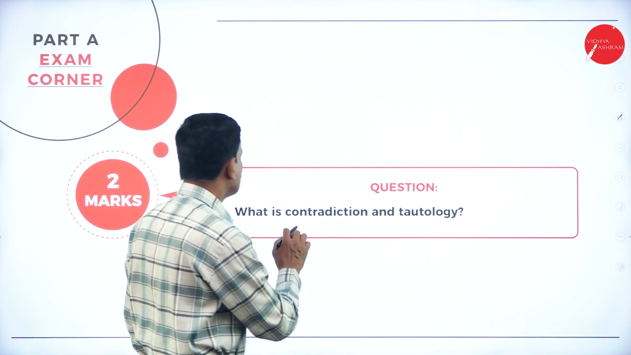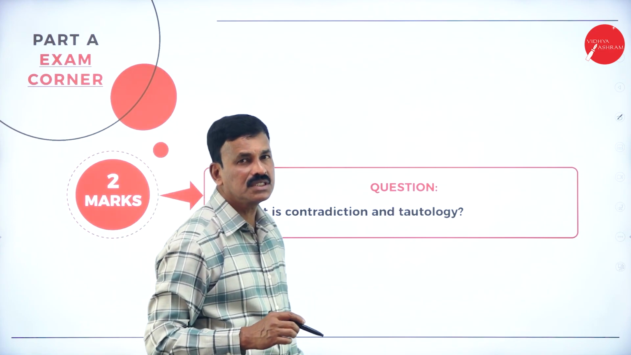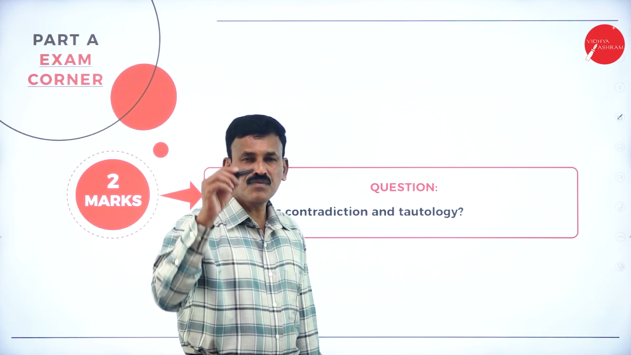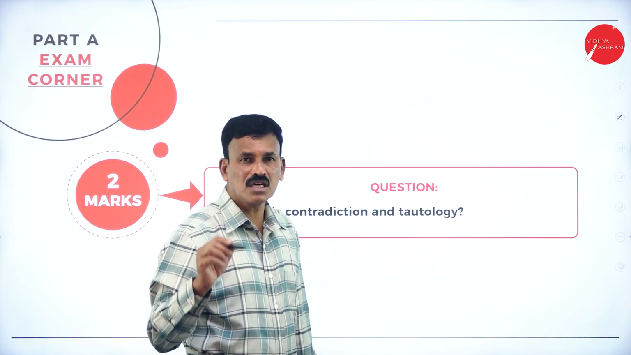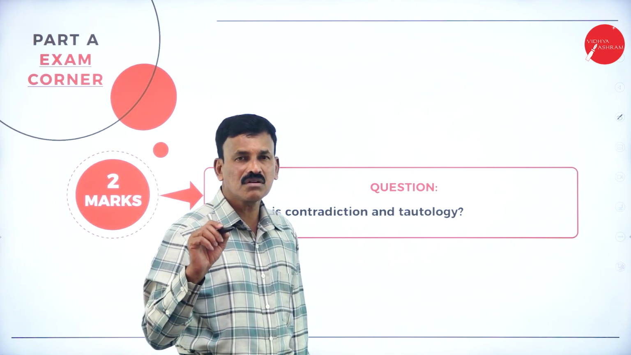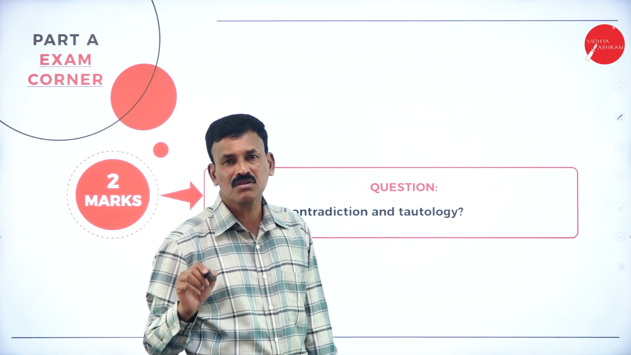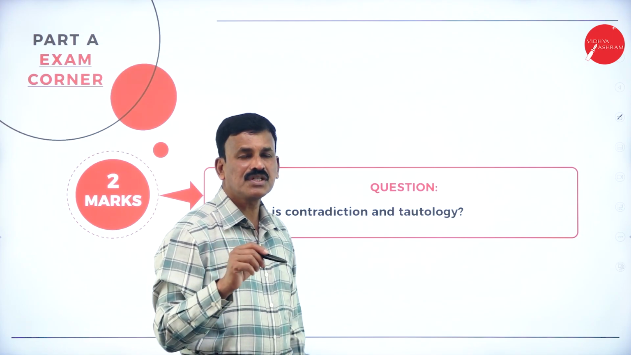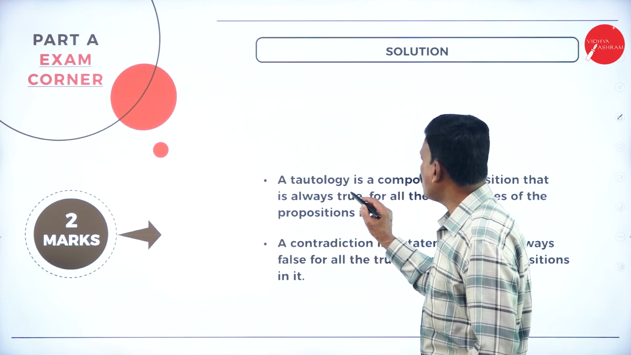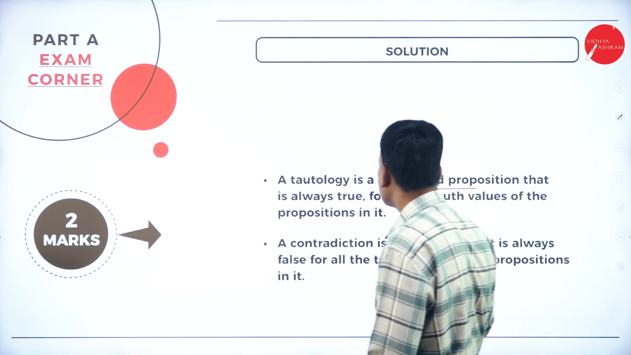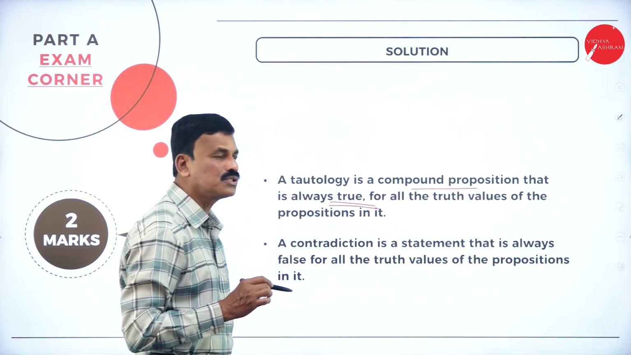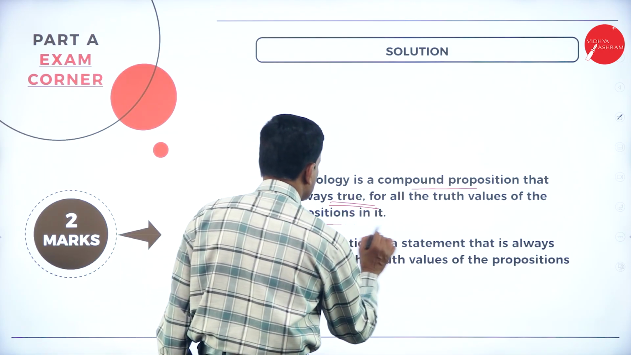Now the next question is, what is contradiction and tautology? You might have studied tautology and contradiction. If all the values in the last column are T, T, T, T, then it is called tautology. If all the values in the last column are F, F, F, that is called a contradiction for any given compound proposition. A tautology is a compound proposition that is always true for all the truth values of its propositions.